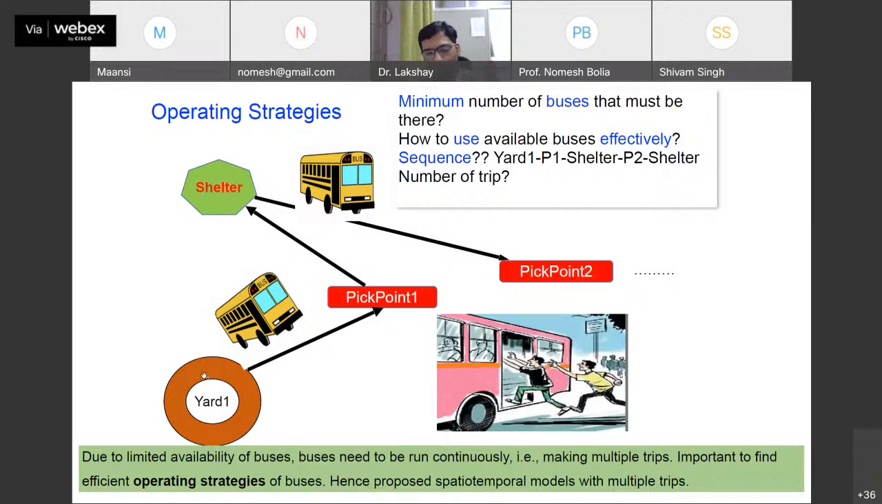So you are assuming this, then these buses will go to the pickup point. Once a bus reaches the pickup point, it will go to the shelter. Once it reaches the shelter, it again needs to go to another pickup point. That is something you need to decide, and it will keep on moving till the demand of all the pickup points is satisfied.